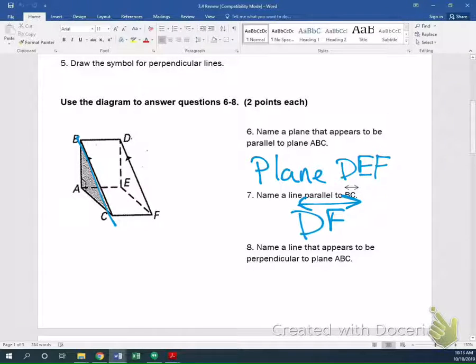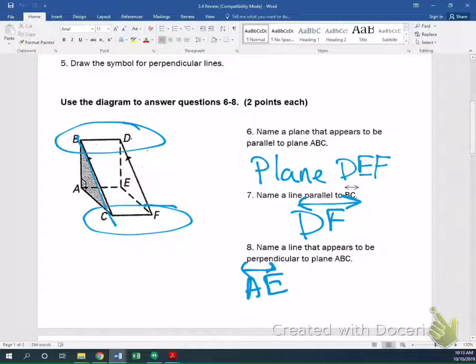Name a line that appears to be perpendicular to plane ABC. So that gray plane again. Give me a line that looks perpendicular to it. Someone said it. AE. Good. Other acceptable answers, you could do this line, CF, or this line, BD would be fine. I think a lot of people will go AE because there's a right angle symbol back there, so it draws your attention in that way. Any questions? So again, there are multiple answers for number 8. You just need one of them.